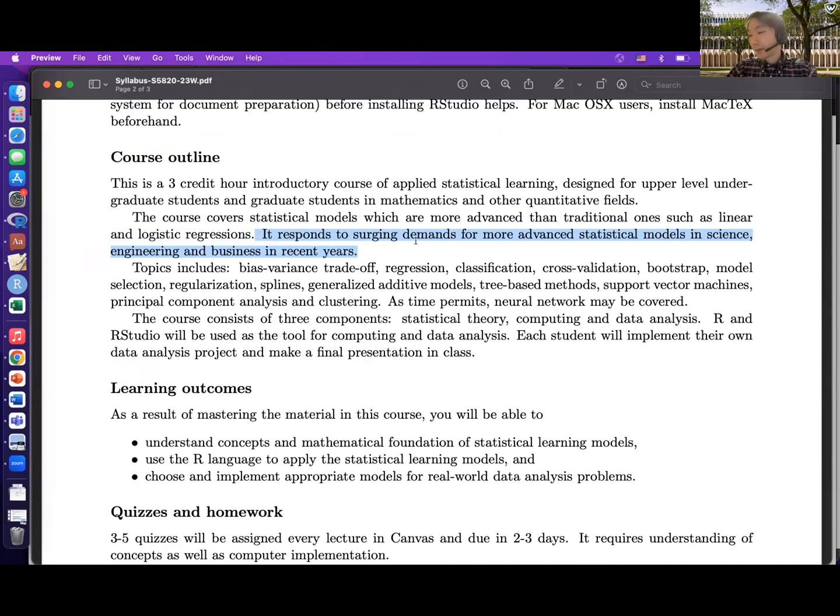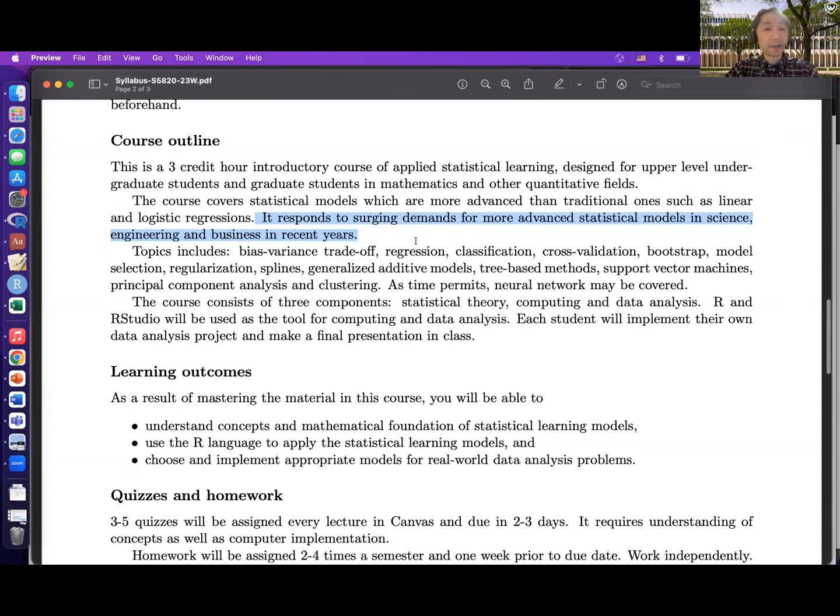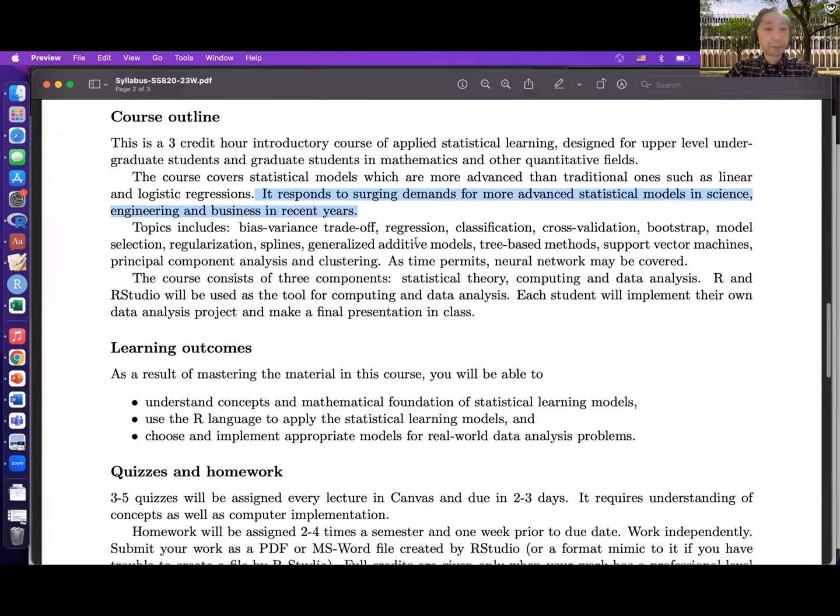Basically I developed this course because these days we need more statistical modeling. When I worked in industry 20 years ago, maybe the 5030 materials were sufficient to start as an entry-level statistician. But now we need more advanced models, so that's why I created this course.